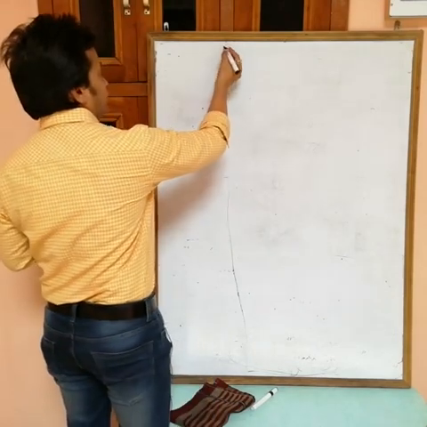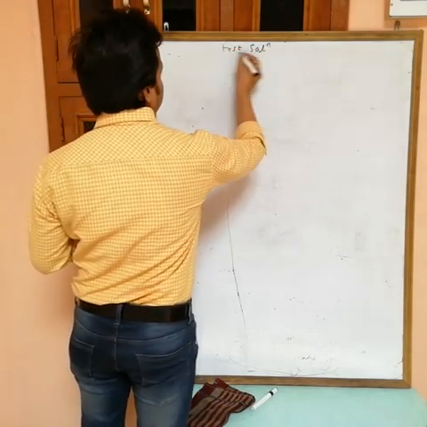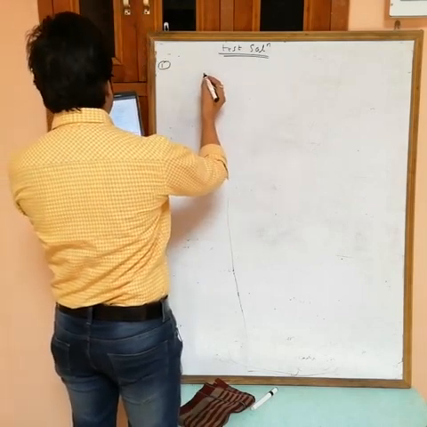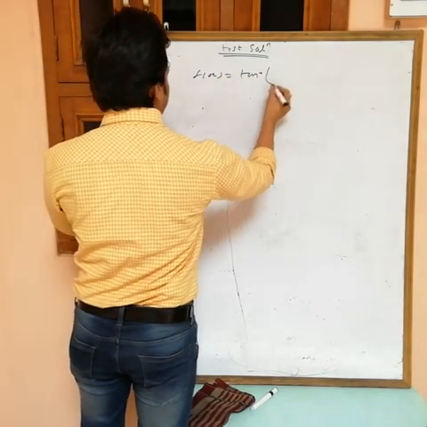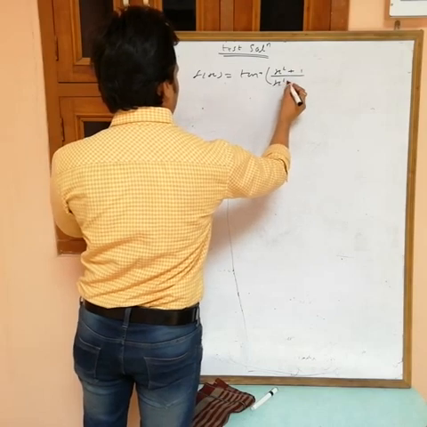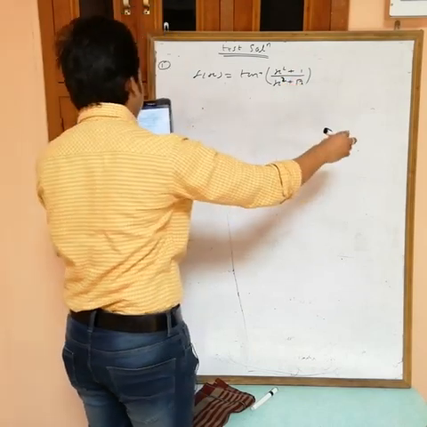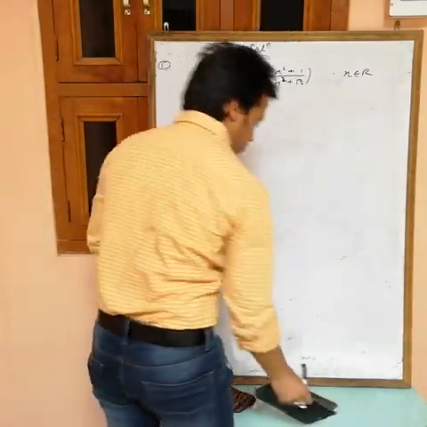Okay, so today we will discuss the test. First question is, find the range of f(x) = tan inverse((x² + 1)/(x² + √3)), where x belongs to R. We want the range of this one.